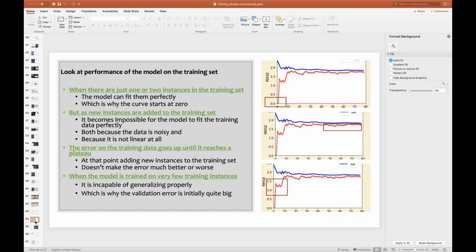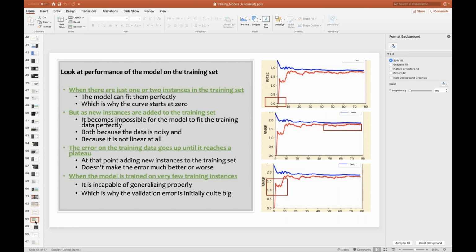Perfect. The error on the training data goes up until it reaches a plateau. Again, you know what a plateau is. At that point, adding new instances to the training set doesn't make the error better, it makes it worse. When the model is trained on few training instances, it is incapable of generalizing properly, which is why the validation error is initially quite big. Look at the diagrams and relate my statements. You understand what I mean. And if you have not understood, I can repeat it.